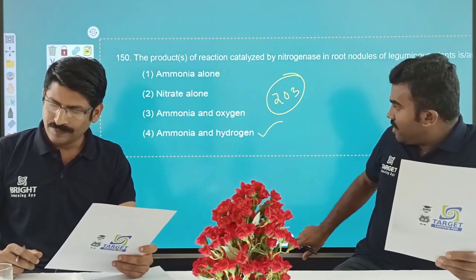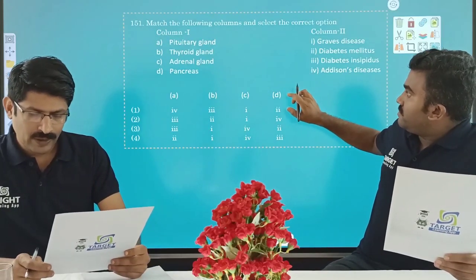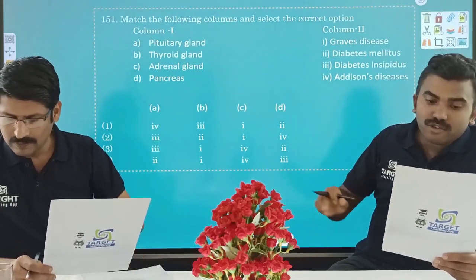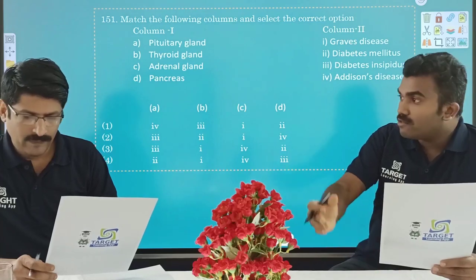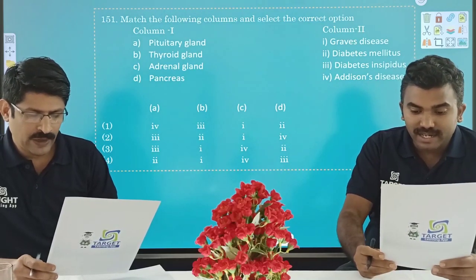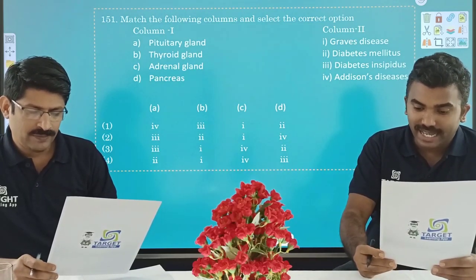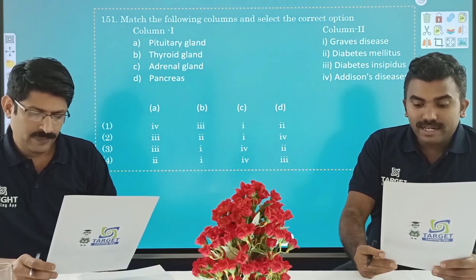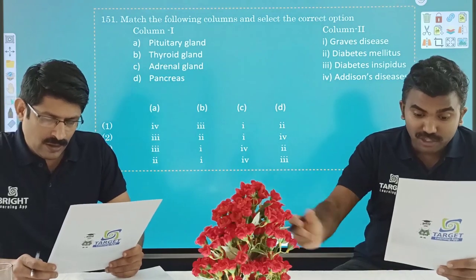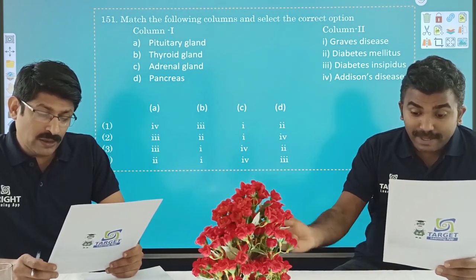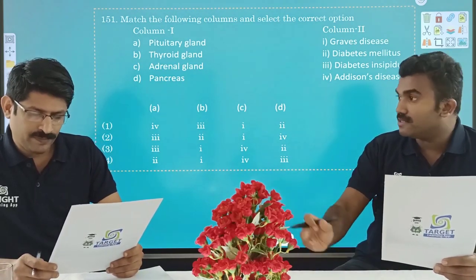It's the right answer. Coming to the next question, 151. This question is asked from the chapter Chemical Coordination and Integration. Different glands are there. Pituitary gland. It gave a disease named Addison's. Diabetes mellitus. Pituitary gland, diabetes insipidus. Diabetes insipidus is the right answer.